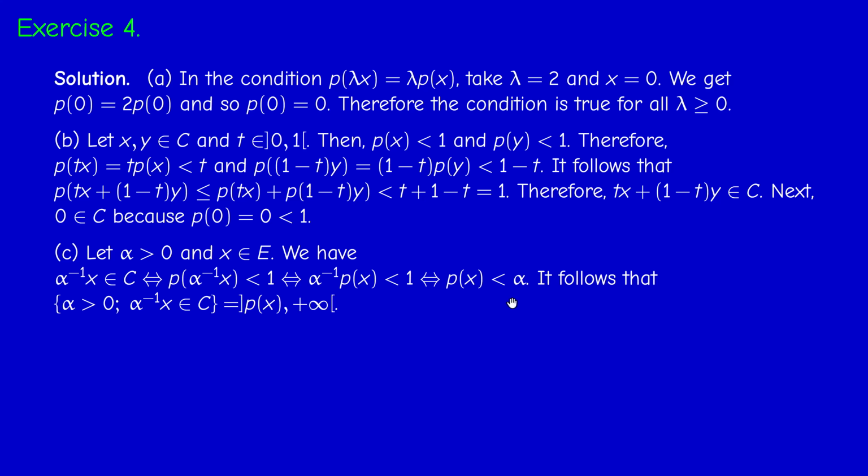Okay, and therefore, the set of positive alpha such that alpha to the minus 1 times X belongs to C is exactly equal to the open interval P of X to plus infinity. So alpha is here if and only if it's here. And therefore, what is the inf of this interval? It's precisely P of X. Here we use the assumption that P is bigger or equal than 0.